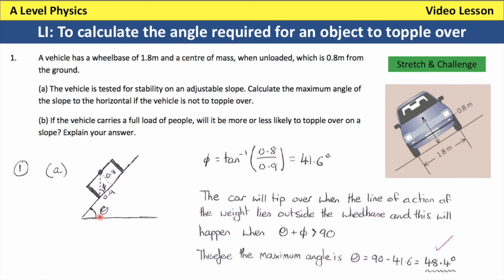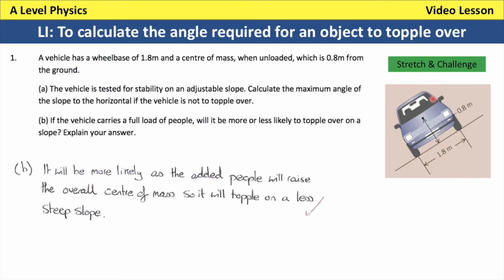Then finally, part B says, if the vehicle carries a full load of people, will it be more likely or less likely to topple over on a slope? Explain your answer. Now, as you can see from the diagram, people's bodies will be sat above the centre of mass of the car, and so because the centre of mass has been raised, we can say that it will topple over on a less steep slope, so it will therefore be more likely to topple over.